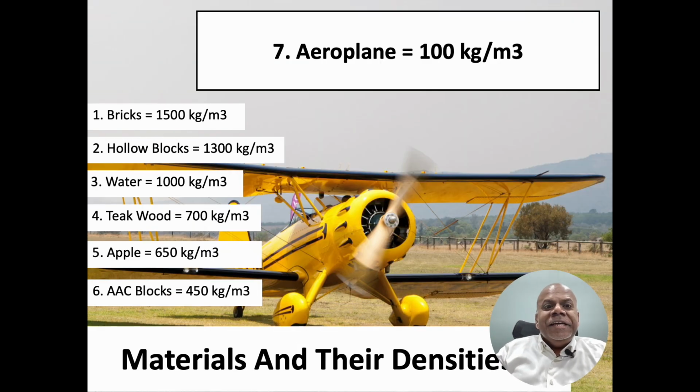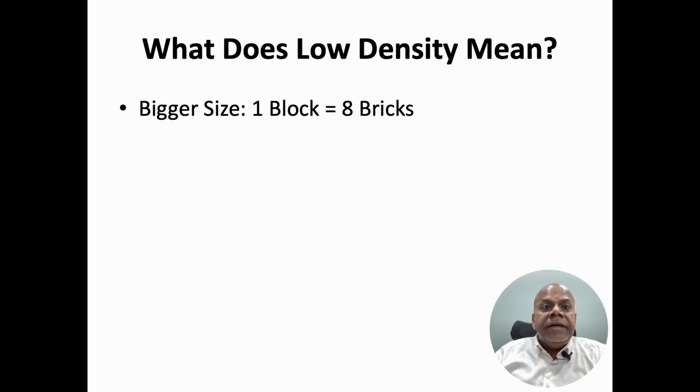And finally, I compare all of them with aeroplane, right, which has a density of 100 kg per meter cube, very lightweight. And it is my dream that with all the technocrats in the world, people working on this product, maybe I hope in my lifetime I will be able to see AAC blocks as light as aeroplane, 100 kg per meter cube. Imagine the benefits it will bring. As it is, we will see in the next slide how AAC blocks give us tremendous benefits.